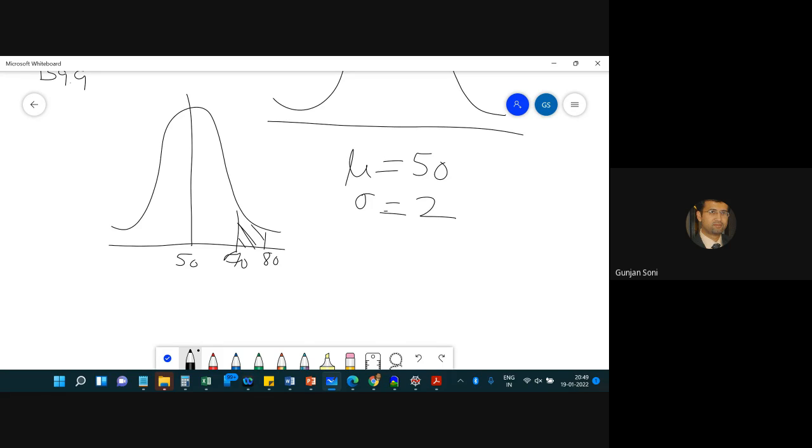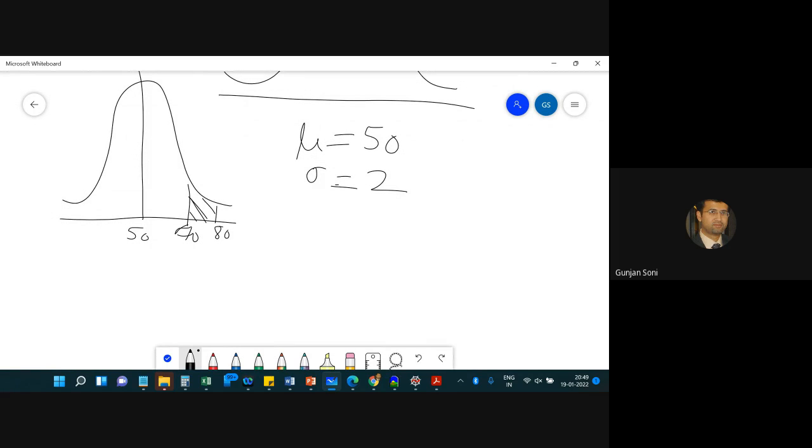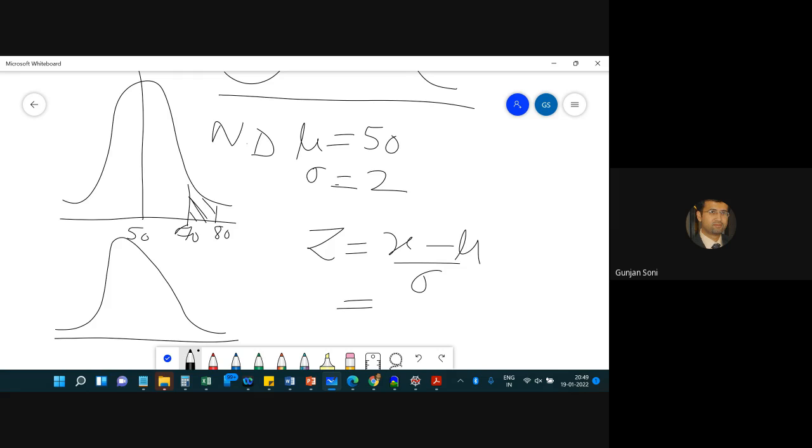But in order to use this table, I have to convert the normal distribution into standard normal distribution. How do I convert a normal distribution to a standard normal distribution? It is in the form of this formula, (x minus mu) by sigma. Okay, it is called mapping. So this is the normal distribution. Now it has to be mapped into a standard normal distribution.